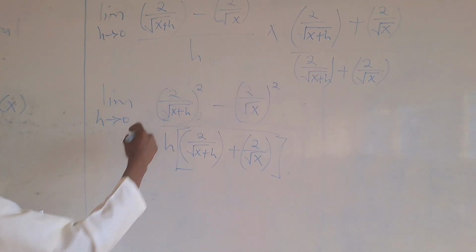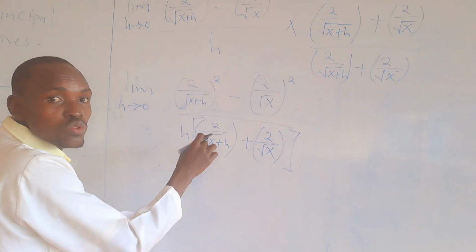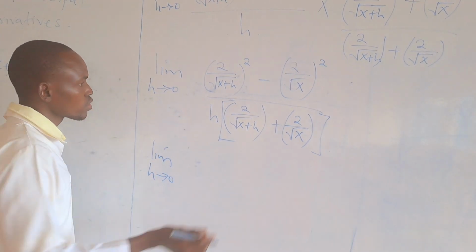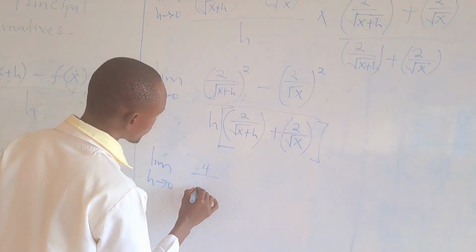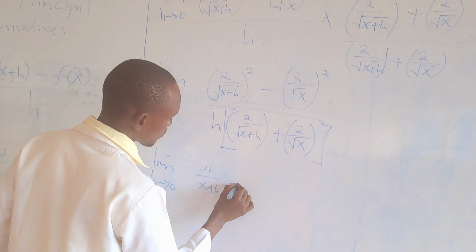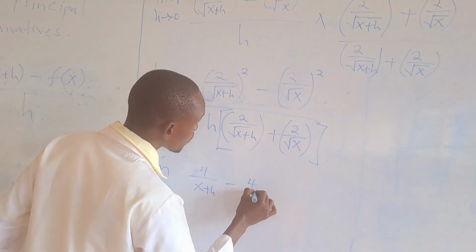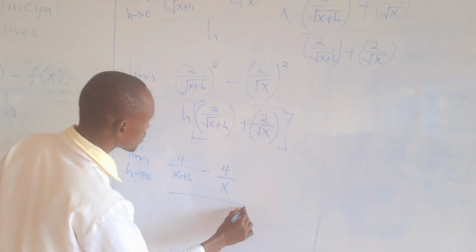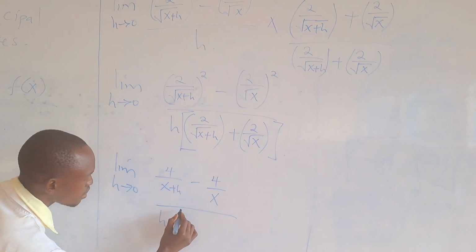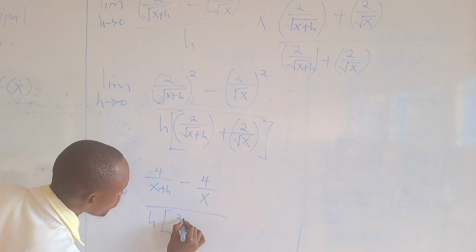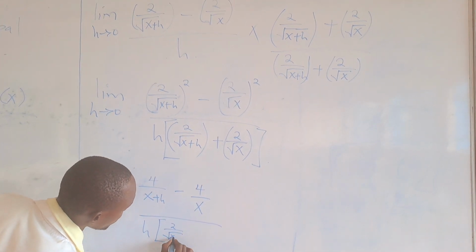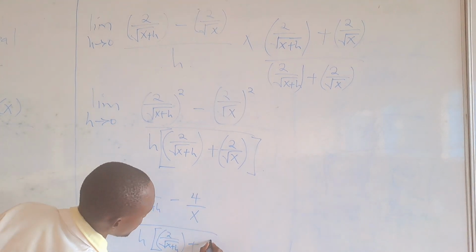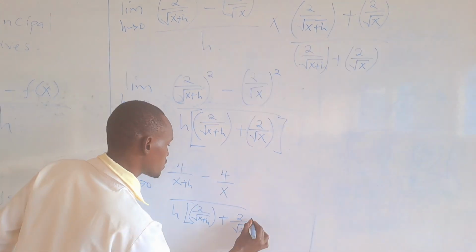Now let's square everything on the numerator. If we square everything on the numerator, we'll have the limit as h tends to 0 of 4 over x plus h minus 4 over x on our numerator, divided by all of this, that is h into 2 over root of x plus h plus 2 over root of x.